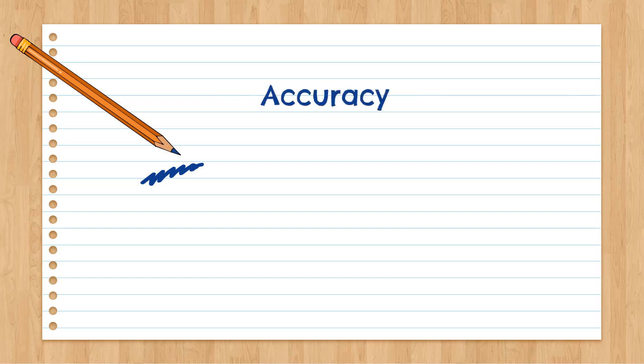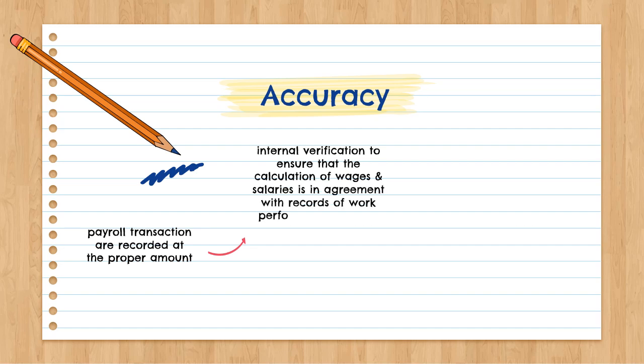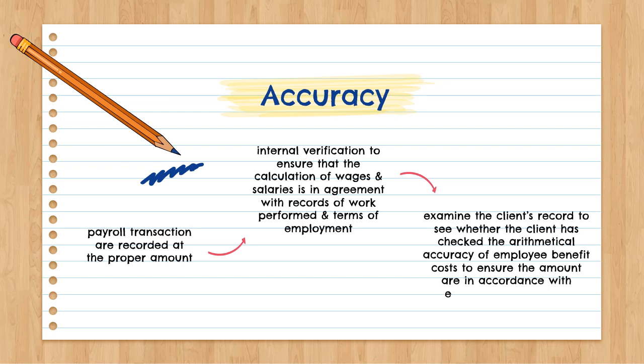Thirdly, accuracy. This means that payroll transactions are recorded at the proper amount. There should be internal verification to ensure that the calculation of wages and salaries is in agreement with records of work performed and terms of employment. The auditor will examine the client's records to see whether the client has checked the arithmetical accuracy of employee benefit costs to ensure the amounts are in accordance with employment contracts.